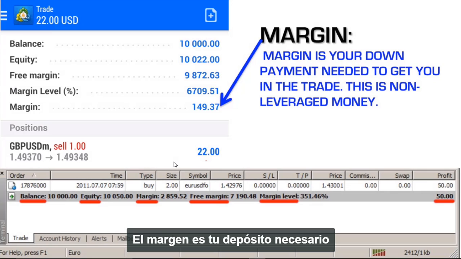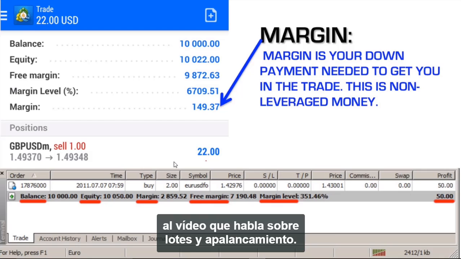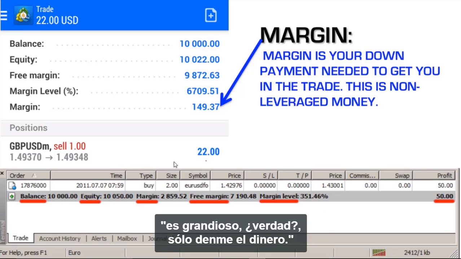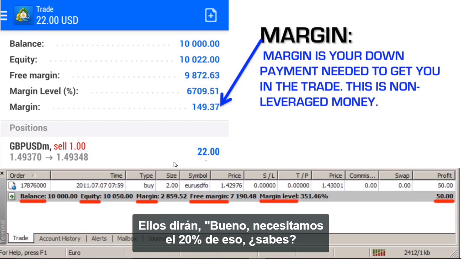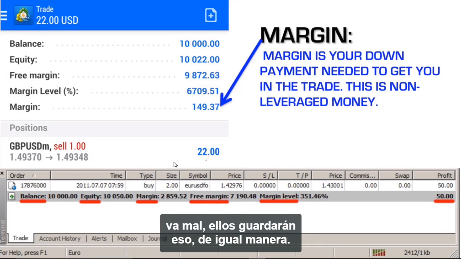Margin is your down payment needed to get you into the trade. This is non-leveraged money. So I did talk to you guys about leverage, so go back to the video that talks about lots and leverage. But margin is basically, for instance, when you buy a house, you don't just get to go into a bank and say, hey, I want to buy this $250,000 house. Great, right? Just give me the money. They're going to say, well, we need 20% of that 250,000. They're going to take 20%. That's their margin. So if anything goes bad, they're keeping that as well.